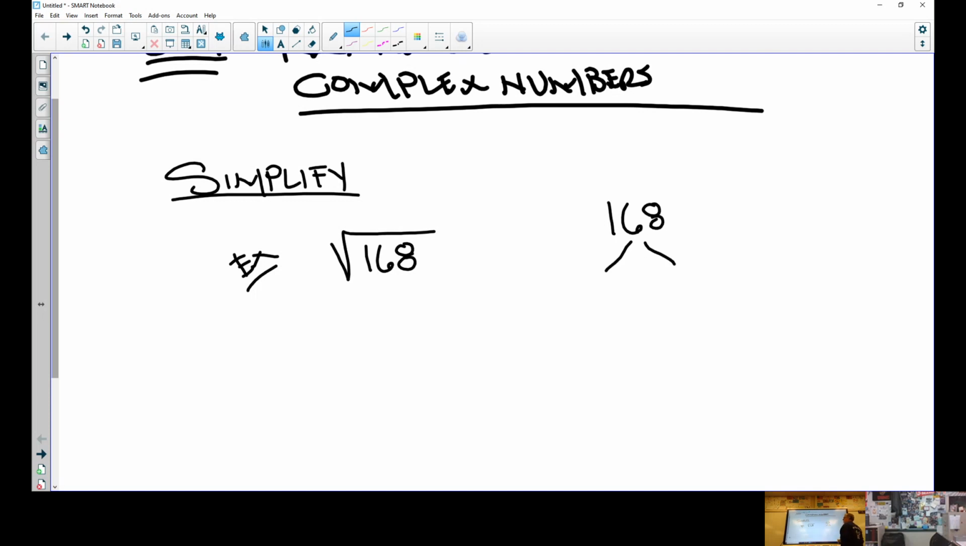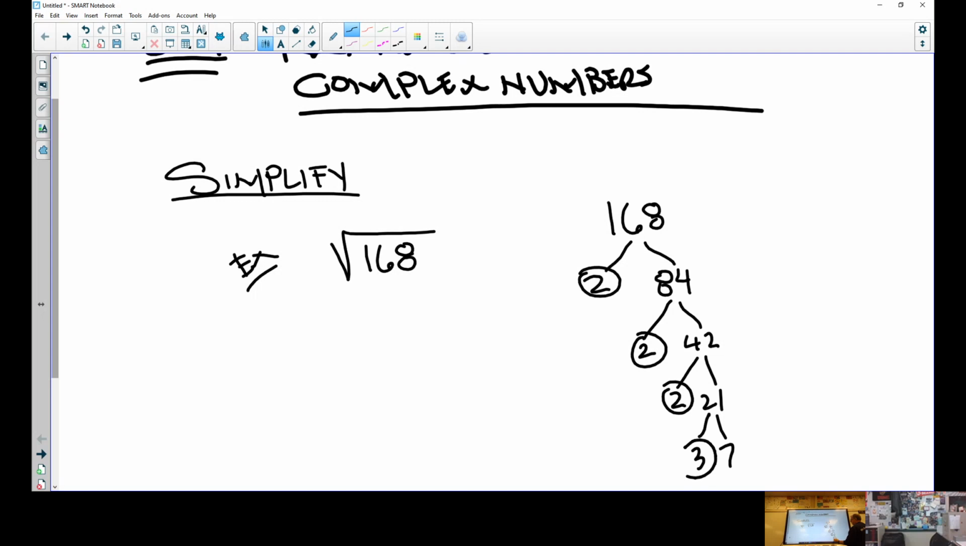I know 2 goes into that. 2 is a prime, the smallest prime. So if I say 2 goes into that, I know it goes in 84 times. I look at this number, and again, I know 2 goes into that. So I just keep taking that out as many times as I can, and I get down to 2 and 21. So far we have 2 times 2 times 2 times 21. 21 I know is 3 times 7. So in prime factors, it would be 2 times 2 times 2 times 3 times 7.